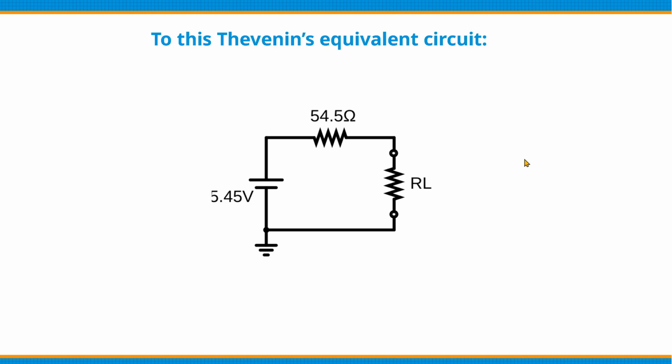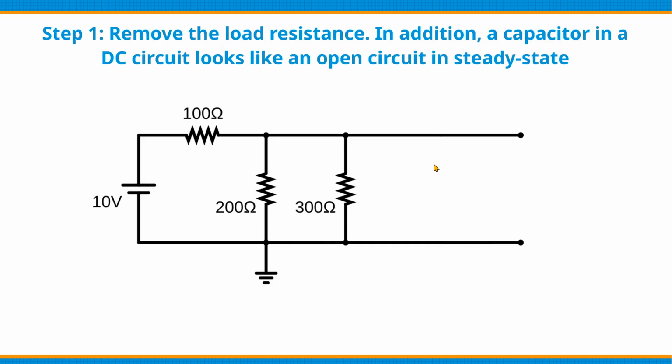Now, the Thevenin equivalent for that composite circuit is going to be a Thevenin resistance of 54.5 ohms in series with the load, and a voltage source of 5.45 volts. How do we get these values? By applying 3 simple steps. The first step is to remove the load, and you notice also here that the capacitor has disappeared, because the capacitor in a steady state DC circuit looks like an open circuit, so we don't need to keep it.